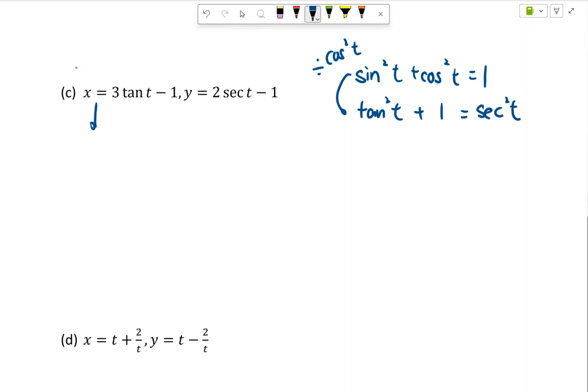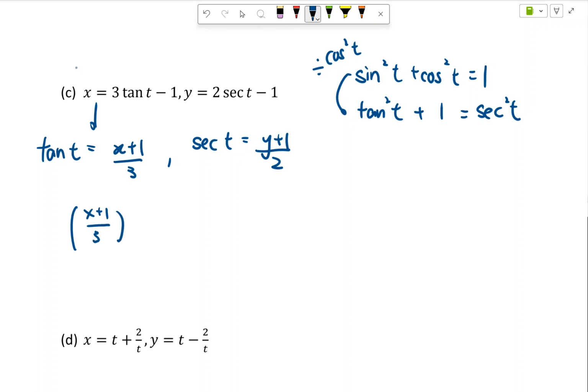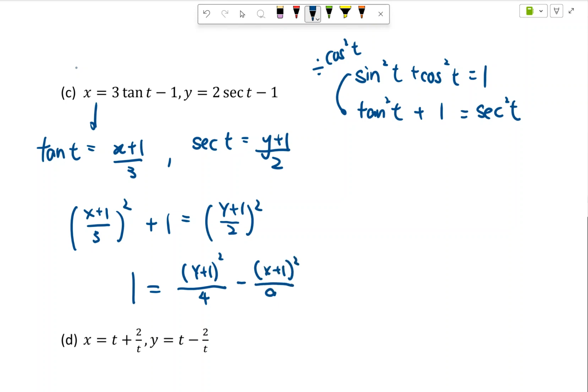Now, I make tangent t the subject. Tangent t equals to x plus 1, then over 3. Secant t is equals to y plus 1 over 2. By using the identity, I will have (x plus 1 over 3) square plus 1 equals to (y plus 1 over 2) square. In this case, 1 must always be the subject. So 1 is equals to y plus 1, just now that question, right? You are supposed to open up the denominator: over 4 minus (x plus 1) square over 9.